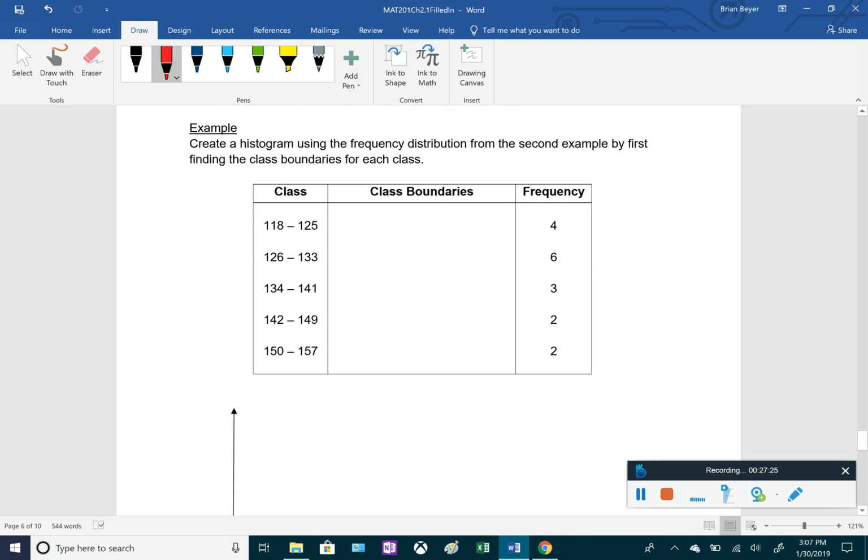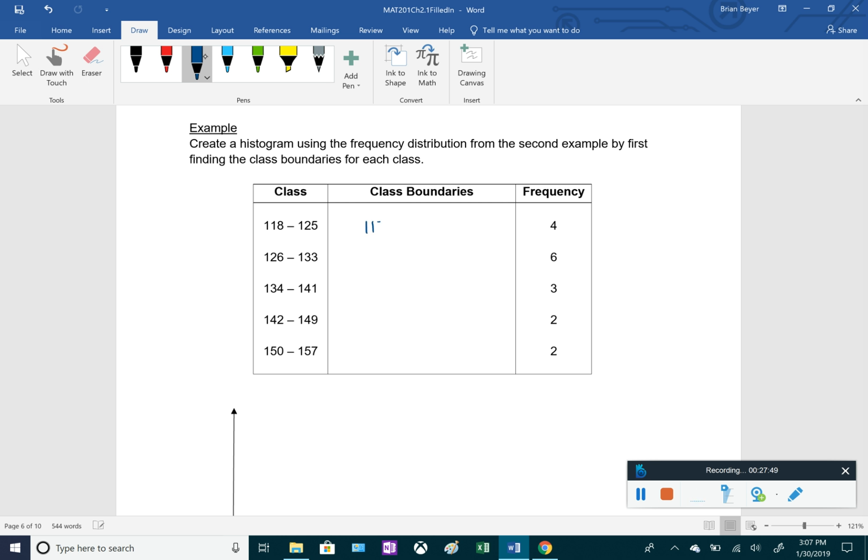Okay, so let's do one more example here for creating a frequency histogram. This was from the second example. We have the classes, and we have the frequency for each class. Let's figure out the class boundaries. I encourage you to maybe pause it and just try it on your own to make sure you're comfortable doing this. It's going to be subtract 0.5 from the lower one, add 0.5 to the upper one.